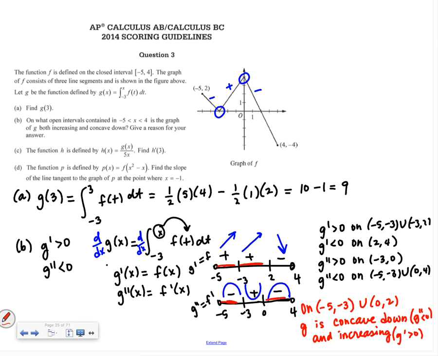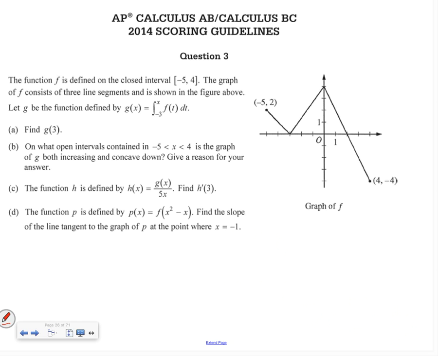That would be done. All right, so the next part, it says, the function h is defined by h of x equals g of x over 5x. Find h prime of 3. So they do these a lot on these problems. They give you a new problem, and usually you need to use the chain rule, quotient rule, something in order to take the derivative. So for part C, if you have h of x is equal to g of x over 5x, and you're asked for h prime, we do the quotient rule.